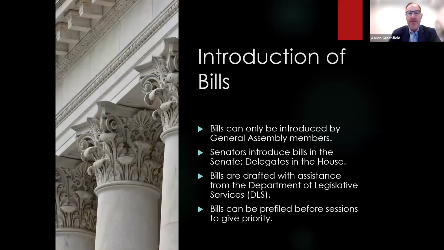Bills are drafted with the assistance of the Department of Legislative Services, which is a non-partisan professional group that assists with bill drafting and fiscal analyses. Bills can be pre-filed before sessions to give them some priority in terms of timing generally. And in fact, we're waiting on pre-filed bills for the 2026 Maryland General Assembly, which we expect in the next few weeks. Next slide.